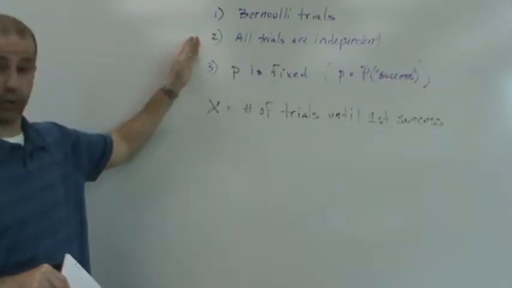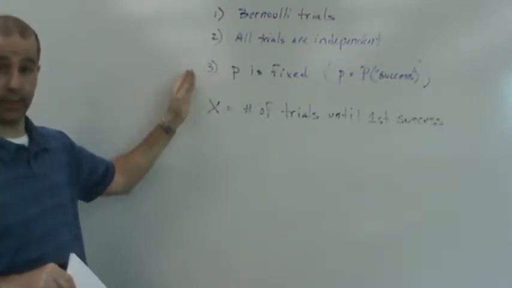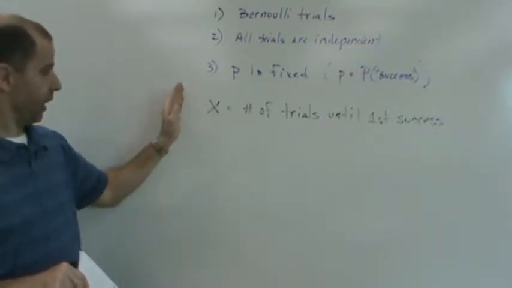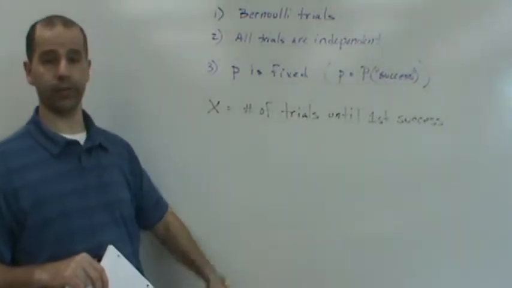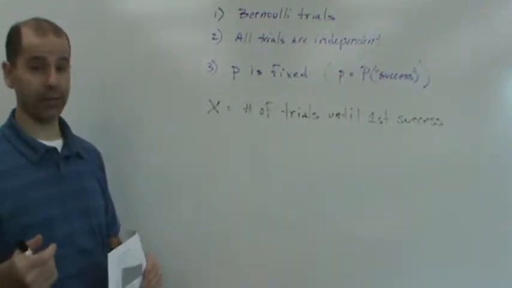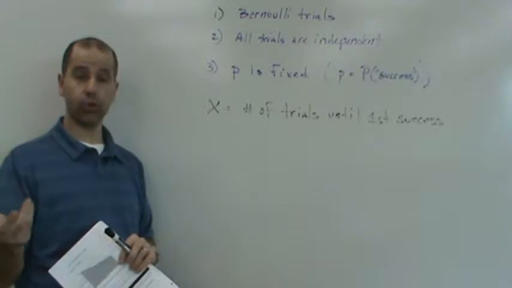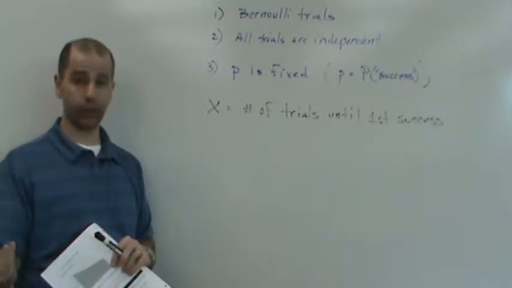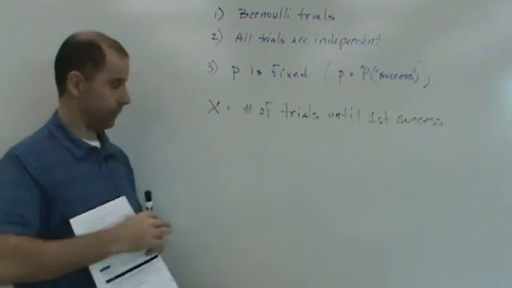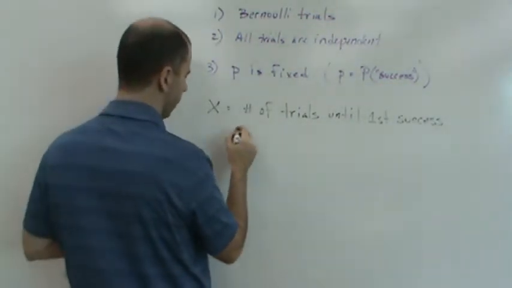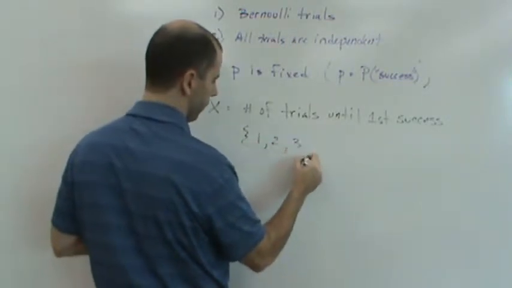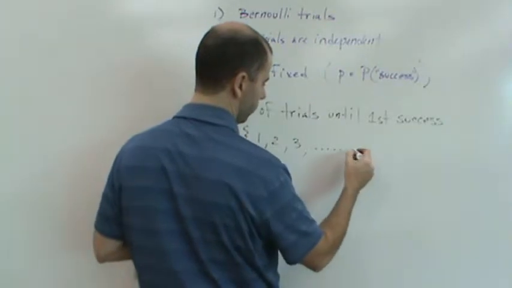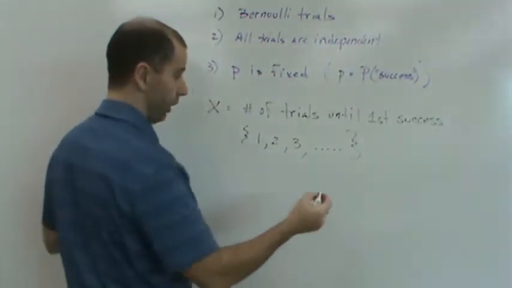All the trials are independent of each other, and P, the probability of success, is fixed for each trial. And then we're going to define our random variable as we're going to count the number of trials until we get our first success. So we could get our first success on the first trial, or it could be the second trial, or the third trial. So in other words, x is going to be a count variable, which is going to be part of the set of 1, 2, 3, all the way to whatever n turns out to be, right?